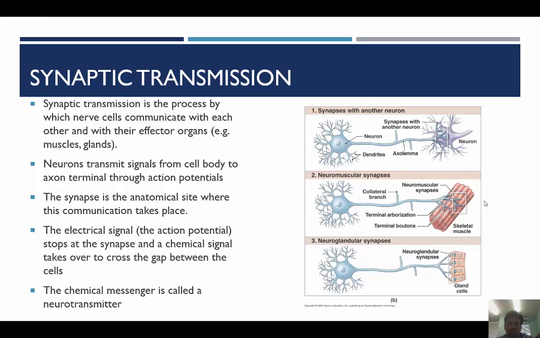So in summary, synaptic transmission is a process by which cells, particularly nerve cells, talk to one another. And it's a vital process. It's the process that allows the brain to function. And as we'll see, it's a process that human beings have been able to modify by the use of drugs.